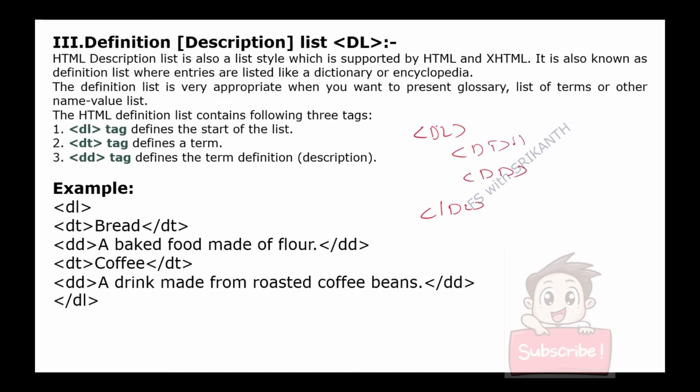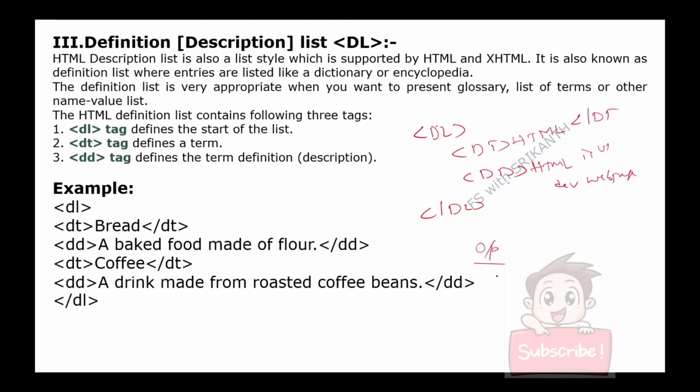The term, in the sense, suppose this HTML is a term. DD is a paired tag, and in a DD is a data definition. You can place the definition here: the HTML is used for developing web pages. In this way you can represent. So how can it be printed?